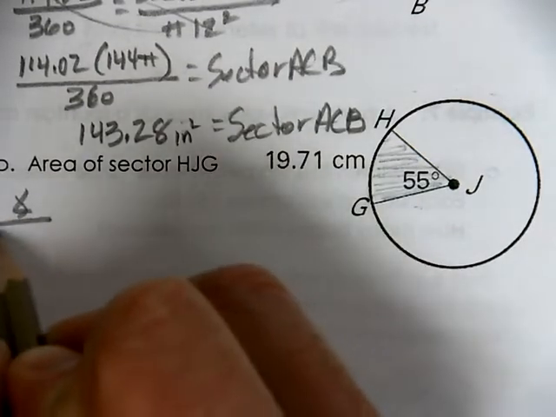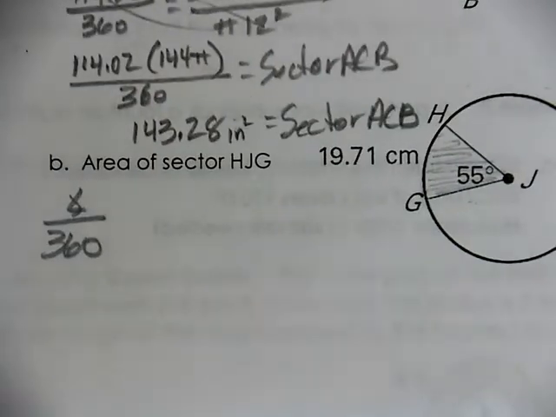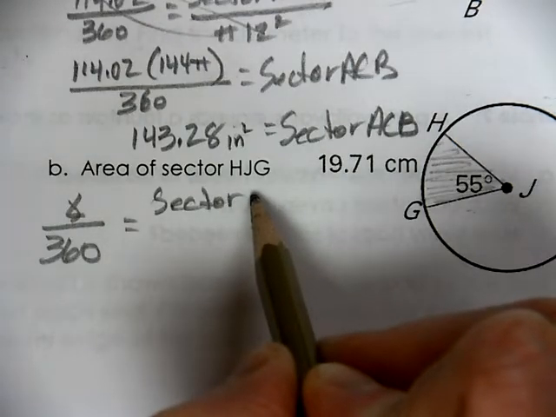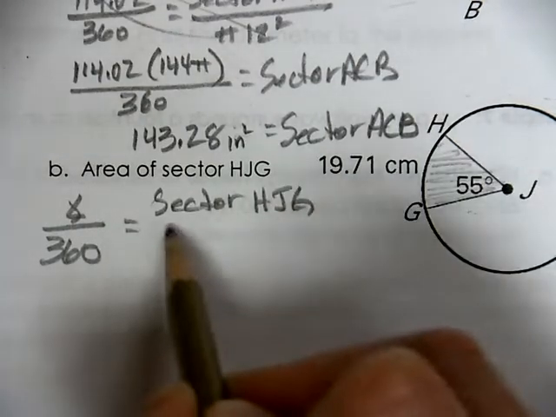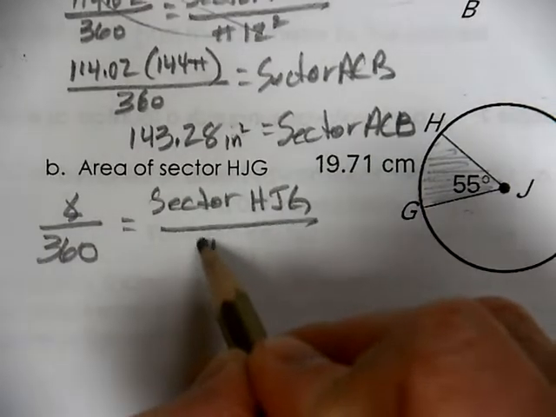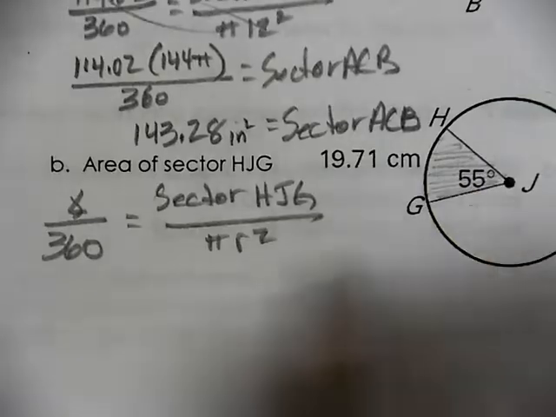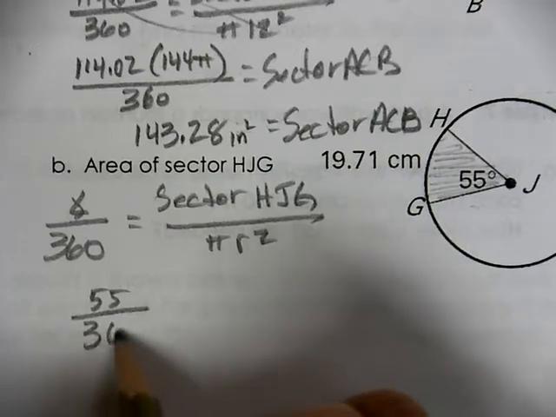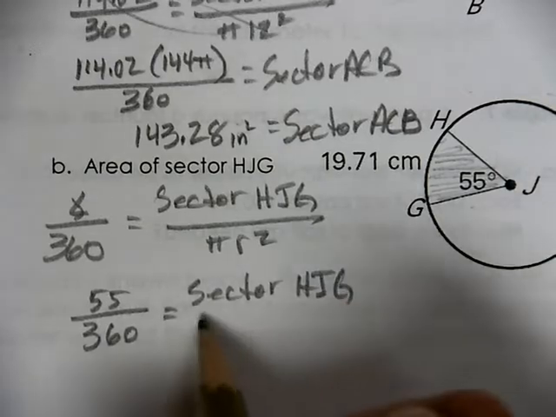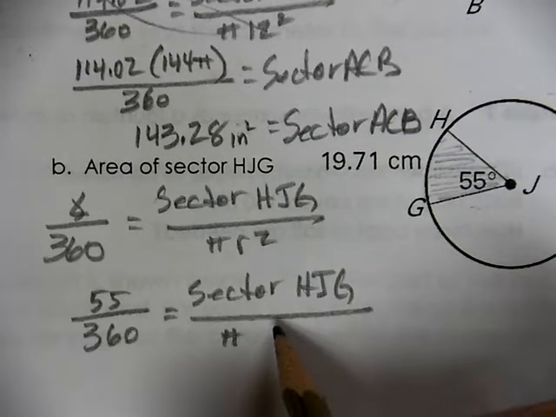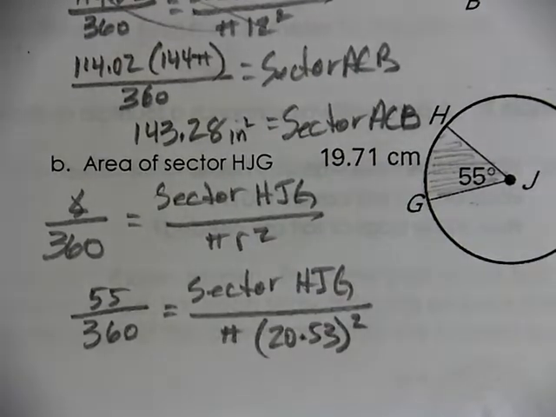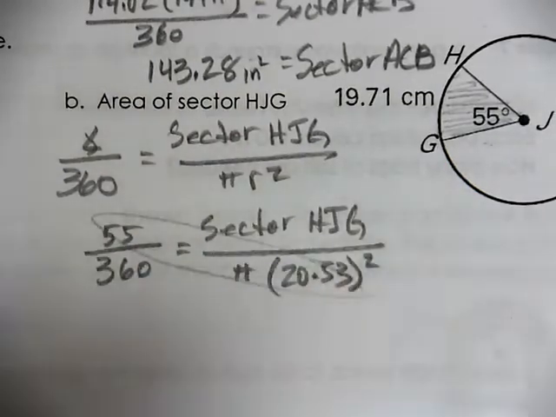So that's the angle over 360. It's always that. And then we have sector area, and we'll put in HGJ. Now, what is that supposed to be under? When we're talking about the area, we're going to have the area of the circle. So we have a 55-degree angle. We are looking for the sector area. We're trying to calculate that. The radius, we have already calculated as 20.53, and we'll square that. So we're going to multiply these two together.